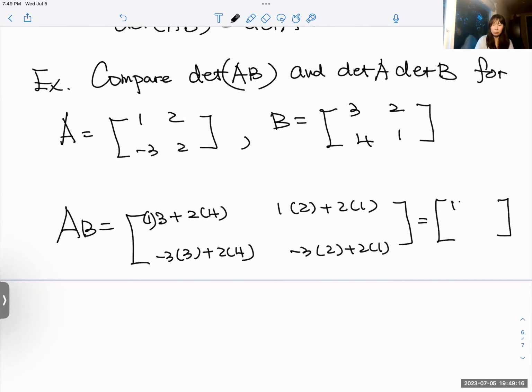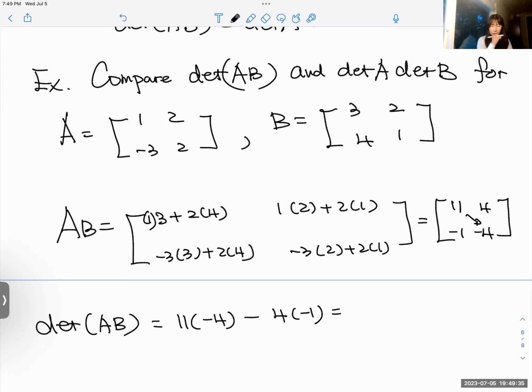11, 4, -1, and -4. Excellent. Thank you very much. Okay. Now we want to find out what is the determinant of the product. So we multiply this way. So 11 times -4 minus 4 times -1. Can you please calculate? It's -40. Thank you very much.